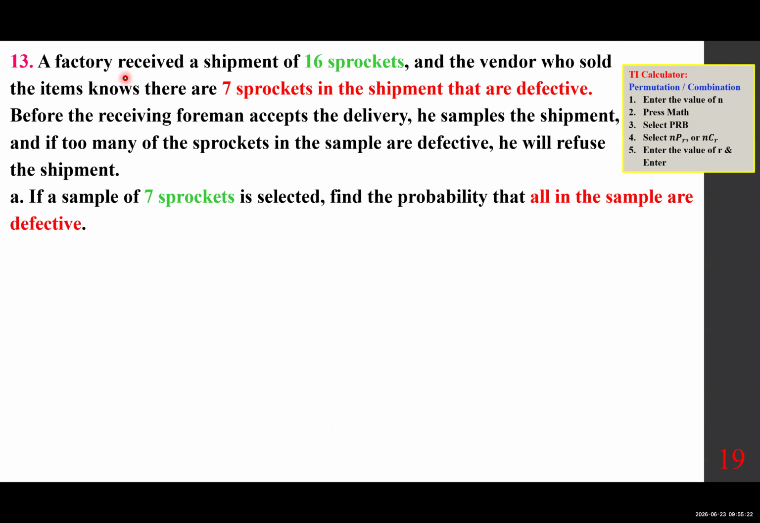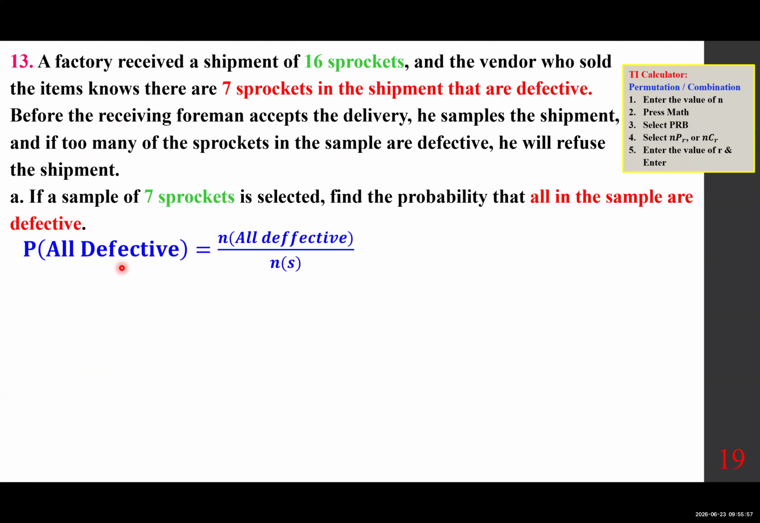A factory received a shipment of 16 sprockets, and the vendor who sold the items knows there are 7 sprockets in the shipment that are defective. Before the receiving foreman accepts the delivery, he samples the shipment. And if too many of the sprockets in the sample are defective, he will refuse the shipment. If a sample of 7 sprockets is selected, find the probability that all in the sample are defective.